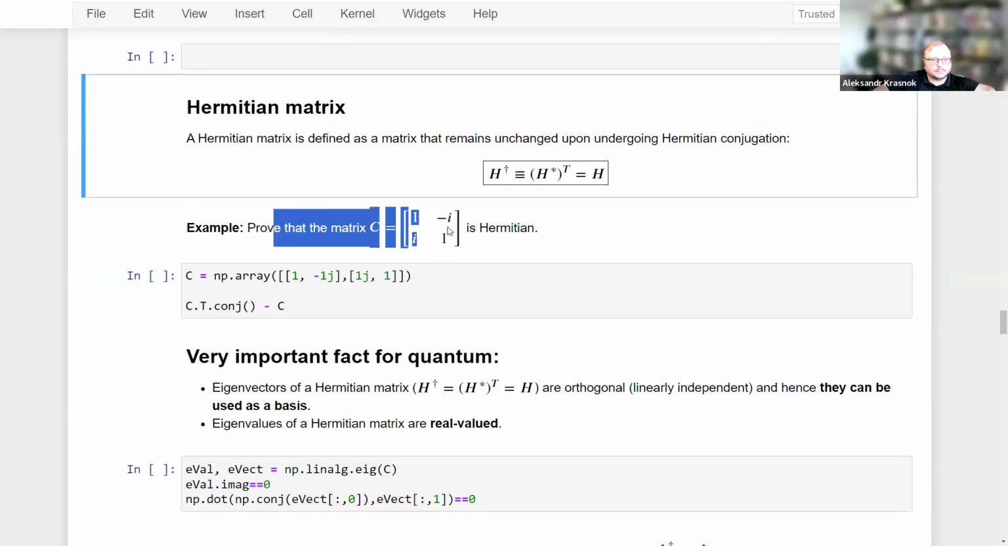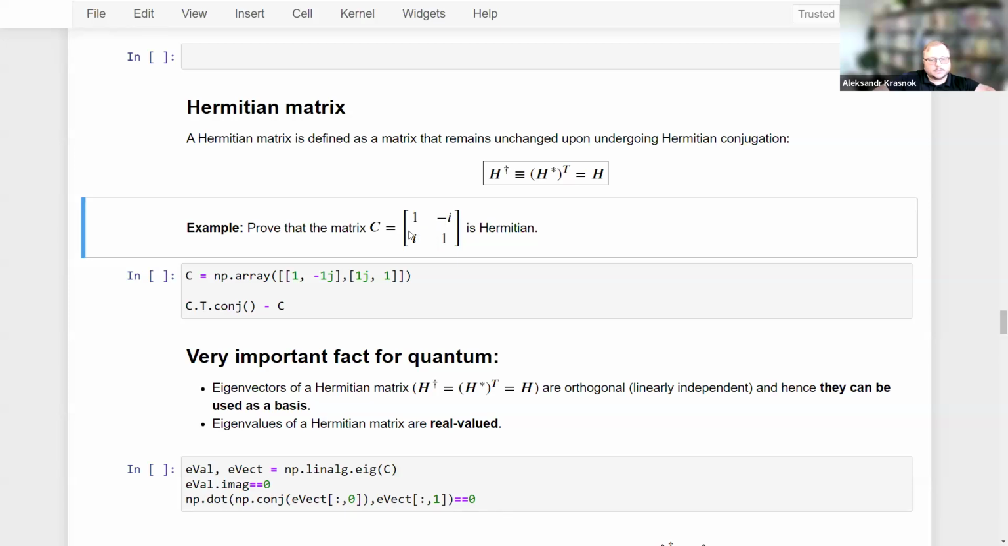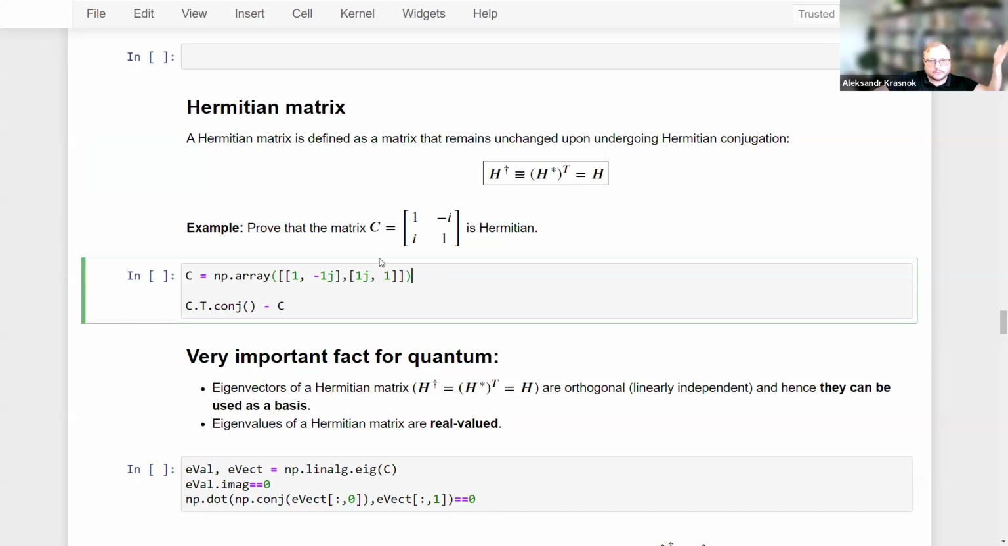So for example, consider this one, and whether this matrix is Hermitian. It has real values on the diagonal, so they don't change after complex conjugation. The off-diagonal elements are imaginary values. They change sign upon complex conjugation, but then after transposition, the matrix indeed returns to its original form. So this matrix is a Hermitian matrix.